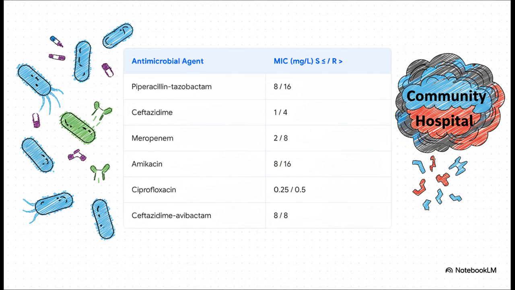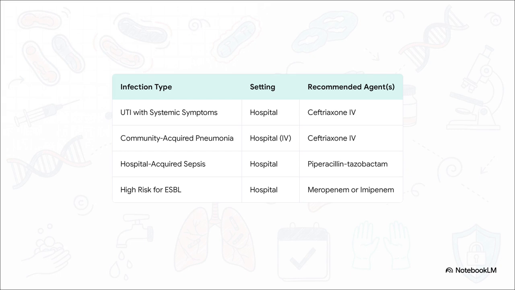Sticking to standardized breakpoints, like these from EUCAST, is absolutely non-negotiable. This is the framework that lets us all speak the same language to reliably call an isolate susceptible or resistant, which is obviously essential for making the right call for the patient. Now, if we look at local guidelines, like these from the Dutch SWAB, you can see the logic for empiric therapy. You see a clear escalation pathway, right? Starting with cephalosporins, moving up to piperacillin-tazobactam, and then bringing out the big guns, the carbapenems, when you're in a hospital setting with a high risk for resistance.